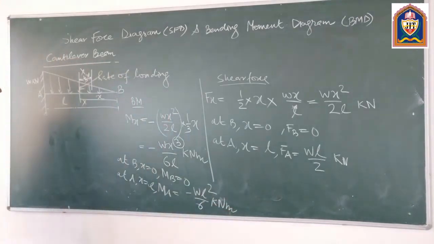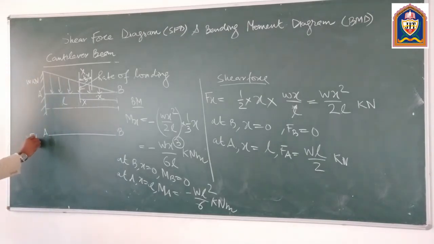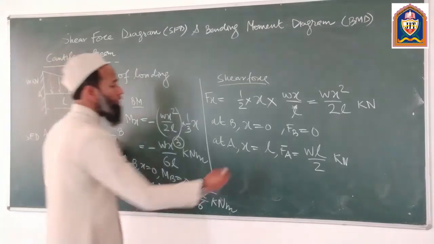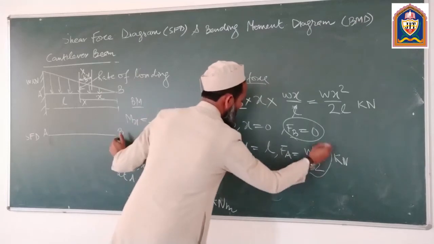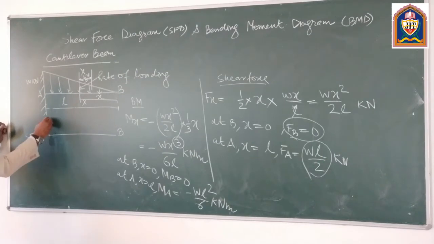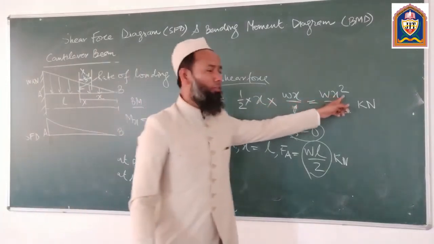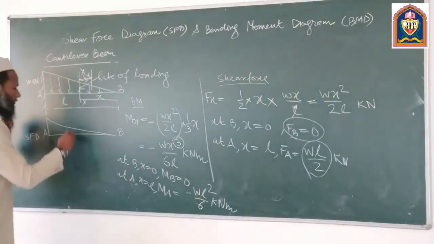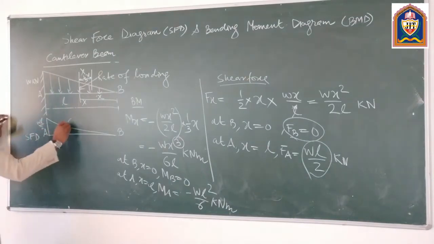Now we will draw the shear force diagram and the bending moment diagram. This point is A, this point is B. At B, shear force is 0, so it is 0 here. At A, it is WL by 2, and it is positive, and the power of x is 2, so the variation is parabolic. So we have to write down here, this is WL by 2 and this is parabolic.